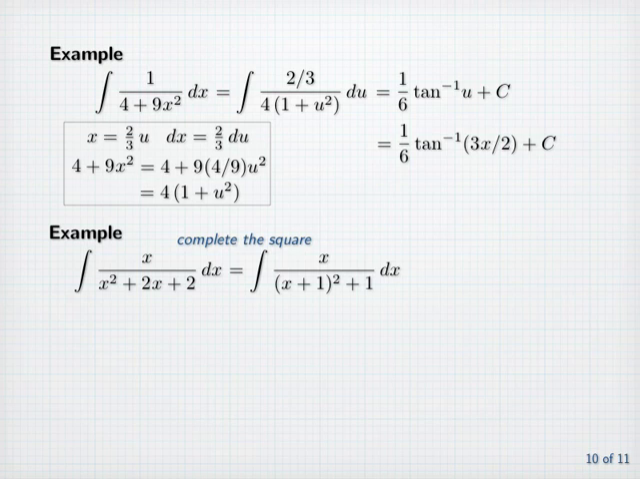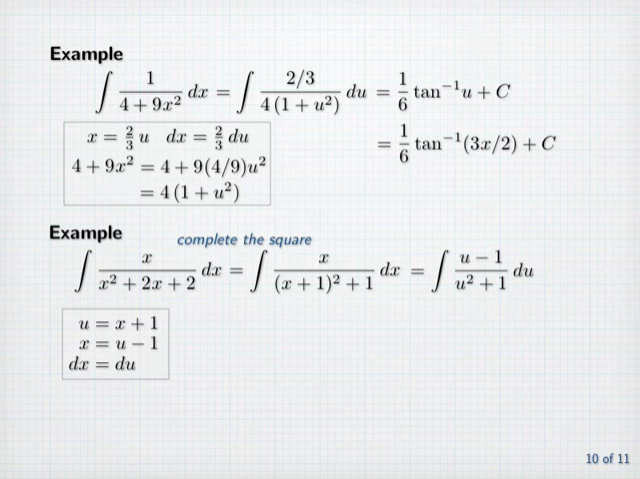Now, since the denominator is something squared plus 1, we'll do a substitution, making that something equal to u. So u is equal to x plus 1, which is the same as x equals u minus 1, and so dx is equal to du. So our integral now becomes the integral of u minus 1 divided by u squared plus 1 times du.